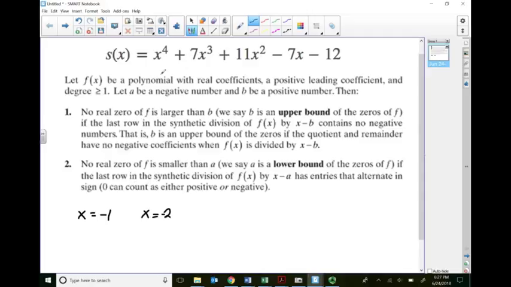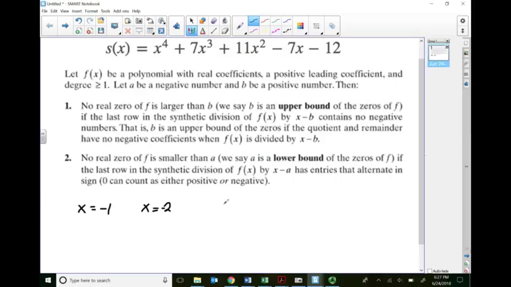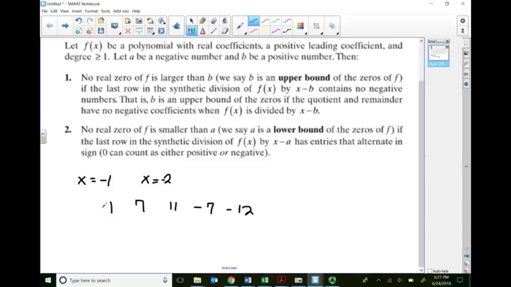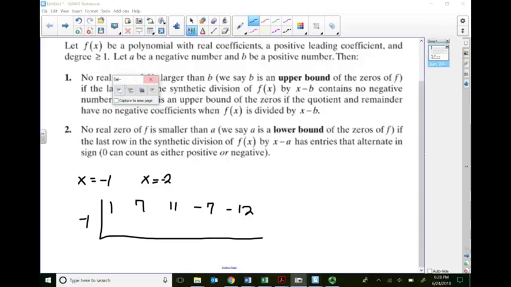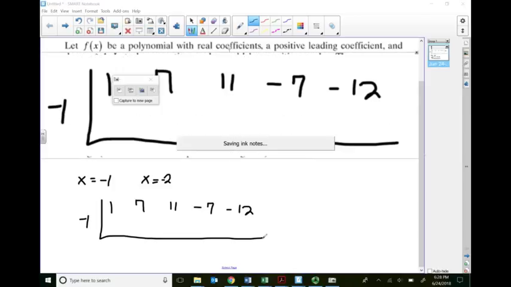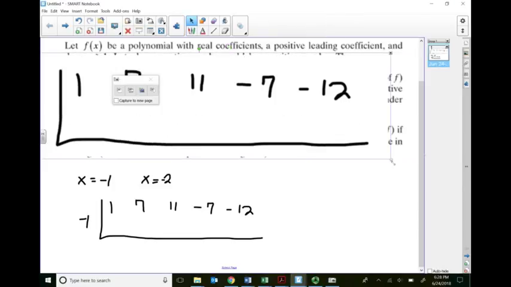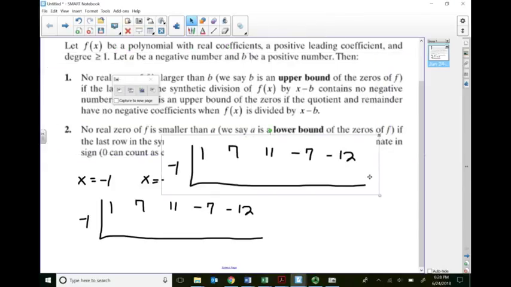So if I go ahead and do the synthetic division real quick, 4, 3, 2, 1, 0, so I don't have any missing term. So that's 1, 7, 11, -7, and -12. All right, let me do a synthetic division, starting with -1. I'm going to just capture this real quick, so I can use it in the minutes for my other ones. Let me put it right here.